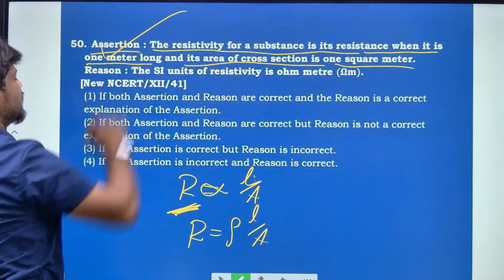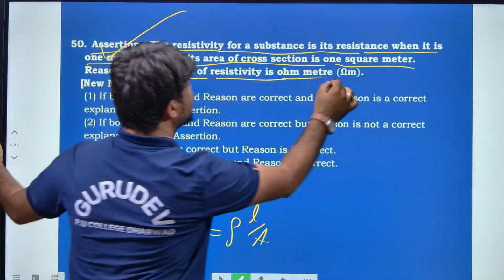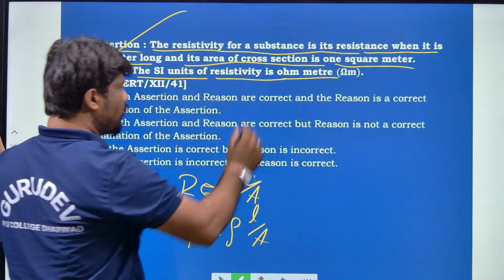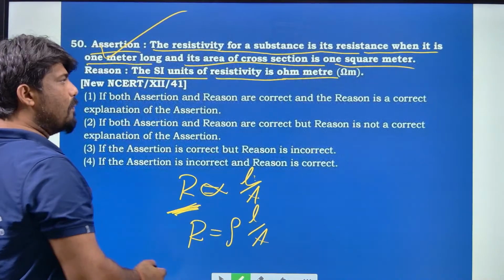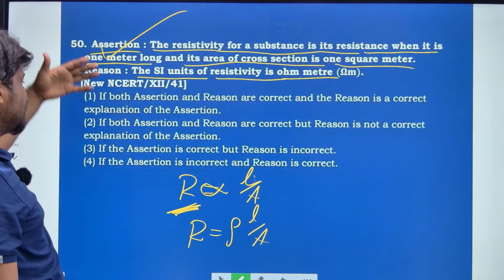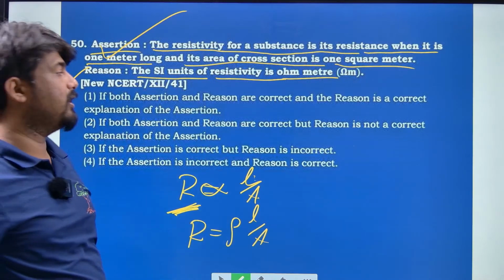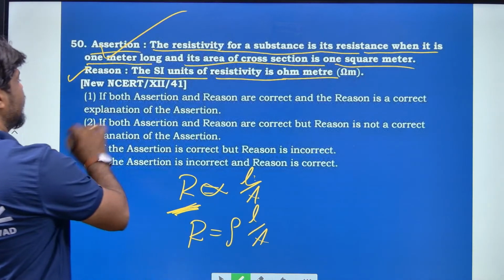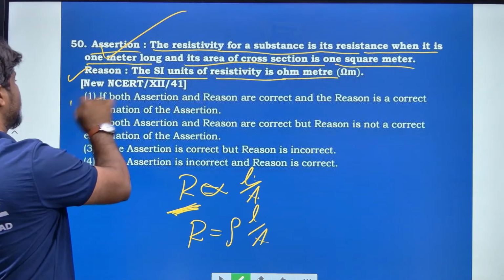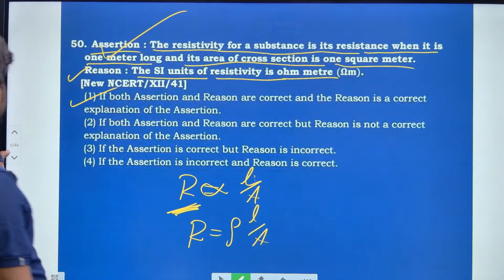So, the assertion is correct. Then the reason: the SI unit of resistivity is ohm meter. Yes, of course, the SI unit of resistivity is ohm meter. That is the right answer. Of course, the assertion and the reason both are correct, but the reason is not the correct explanation for the assertion. Hence option 1 is the right answer for the question.